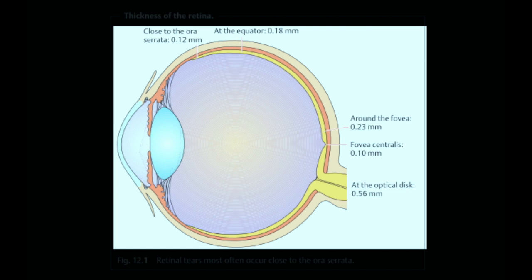In this picture, you can understand the thickness of the retina. So the thinnest part of retina is at the fovea centralis, that is a part of the macula. It is just 0.1, not the ora serrata. Ora serrata comes second, fovea comes first, or the thinnest. The optic disc is the thickest area. So these points are to be kept in mind.